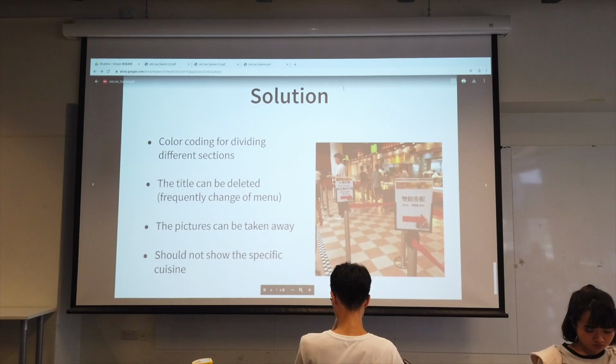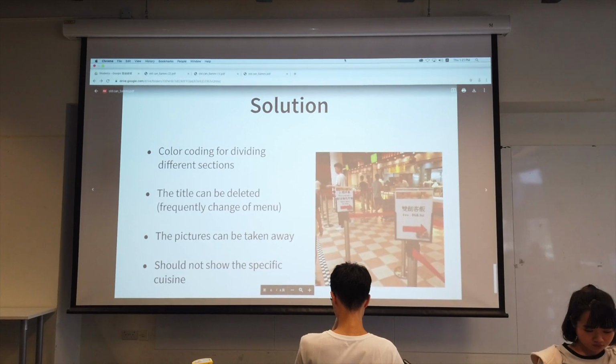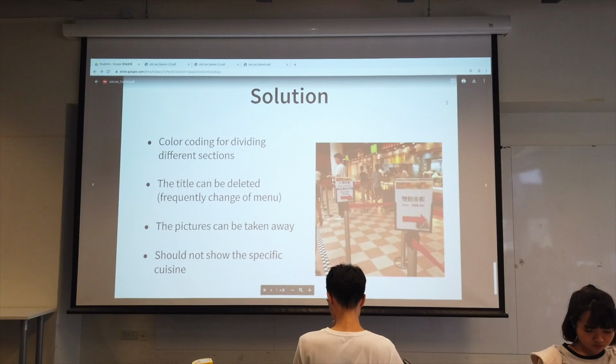We also thought of a wayfinding system, like what the hospital did. They stick some color tape on the ground to lead the direction, but we are wondering whether it's really necessary to do 6 different color tapes on the ground, though it can be something worth trying. And we think the title and the pictures can be deleted, not just because they are kind of distracting or misleading, but also because it provides more flexibility for the menu to change.